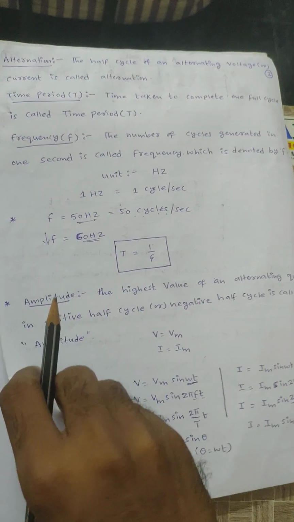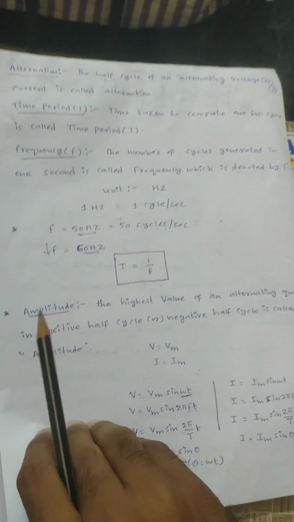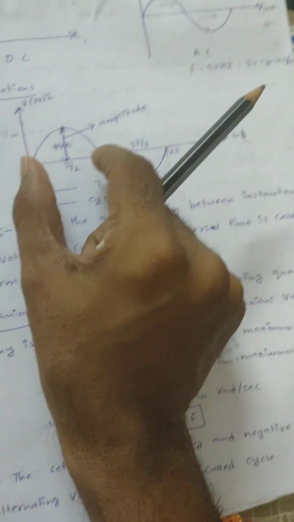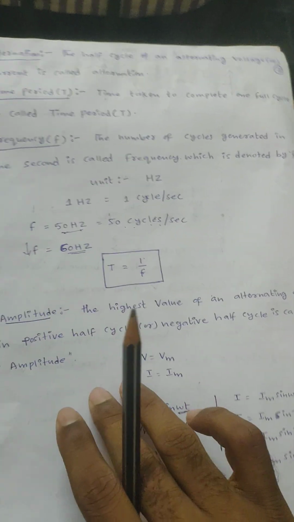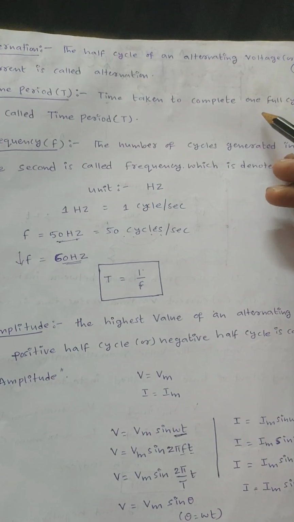Okay, next definition is alternation. Alternation is nothing but the half cycle of an alternating voltage or current. See here, this half cycle is known as alternation. Next, time period. Time taken to complete one full cycle is known as time period.